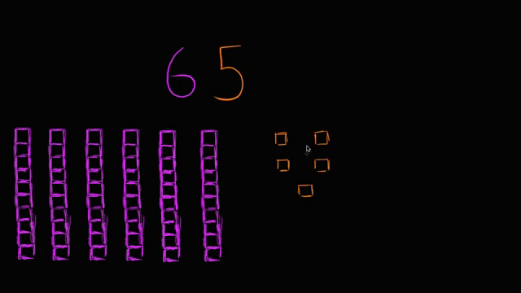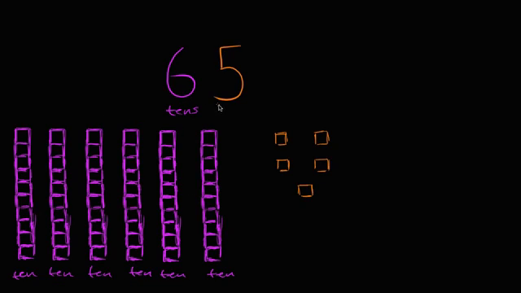Right here we have 65 blocks, and you can count them if you like, but we can represent them with the number 65. By writing a 6 in the tens place, we're literally saying that we have 6 tens. And this is a 10, this is a 10, this is another 10, this is another 10, this is a 10, this is a 10, and this is a 10. We have 6 groups of 10, and that makes 60.